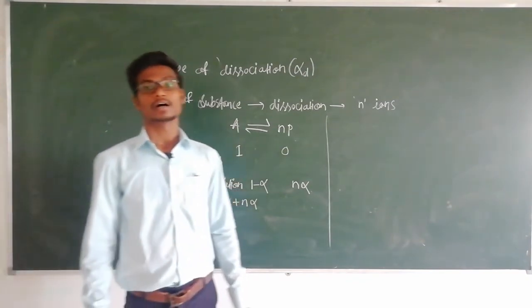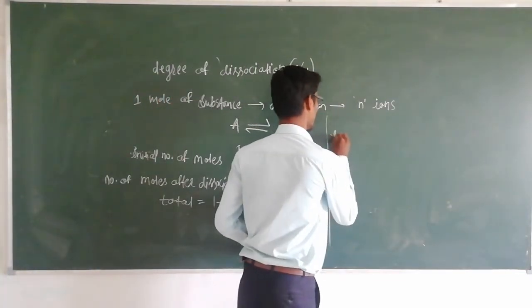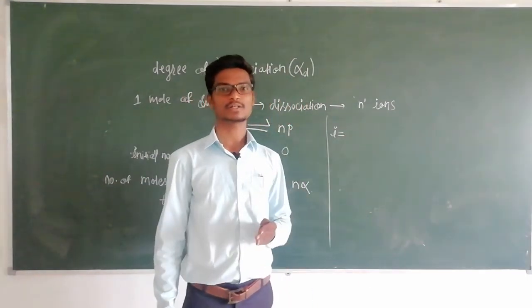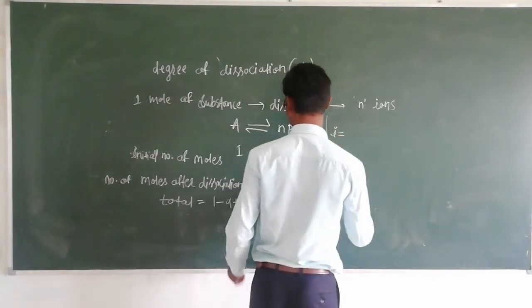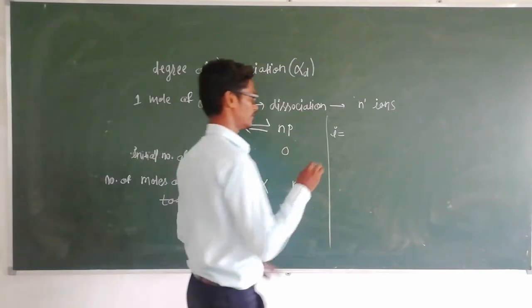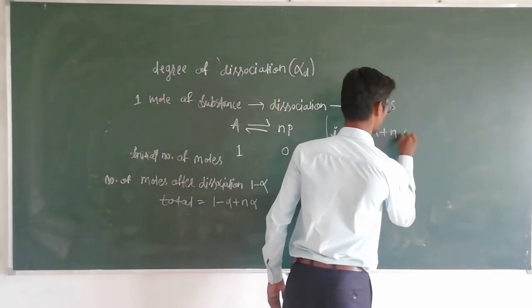So according to the Van 't Hoff factor, i is equal to the total number of ions in the solution, which is 1 minus alpha plus n alpha.